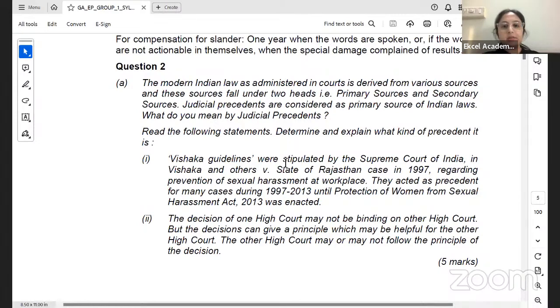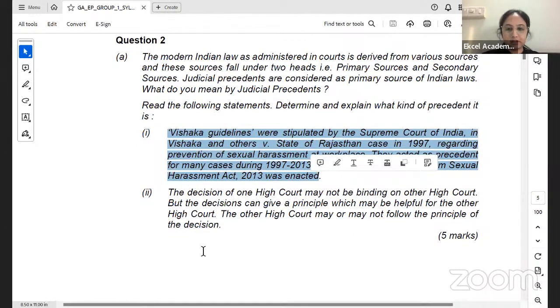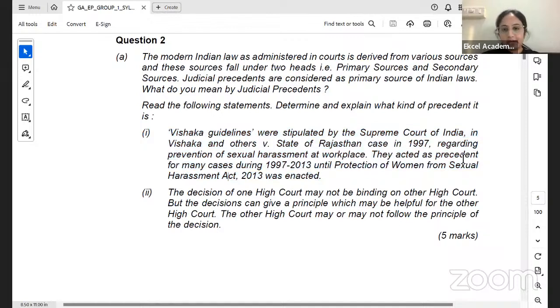So there are many types of precedents. Persuasive precedent, authoritative precedent, original precedent, all these things are there. So if you see this sentence, you have to tell what kind of precedent that is. So we will see this. Vishaka guidelines were stipulated by the Supreme Court of India in Vishaka and others versus State of Rajasthan in 1997 regarding the prevention of sexual harassment at workplace.